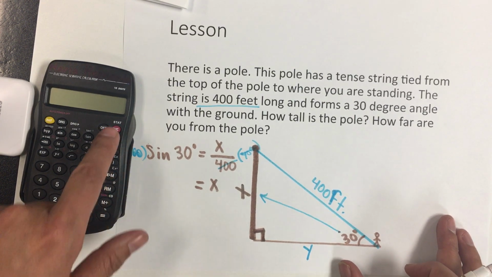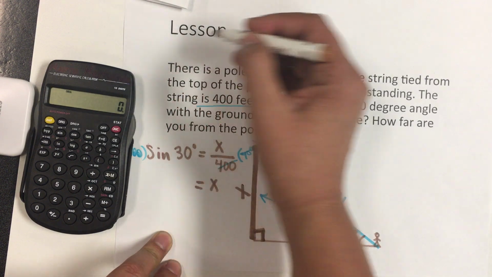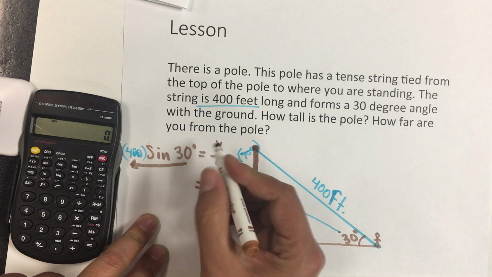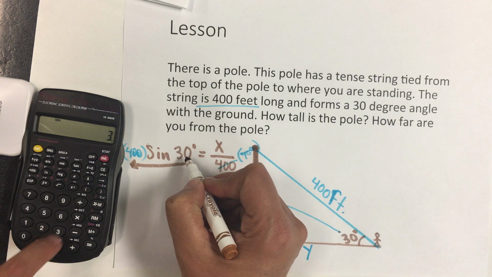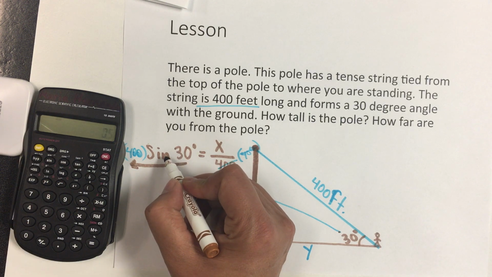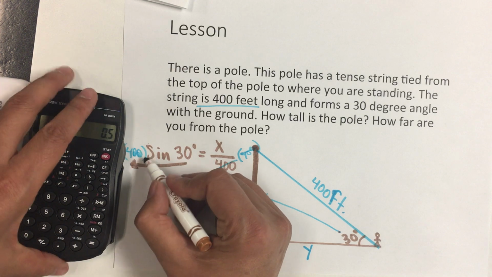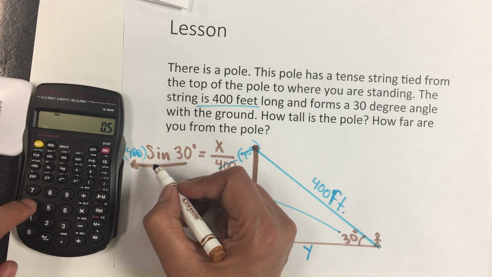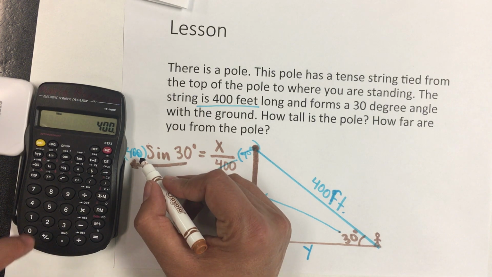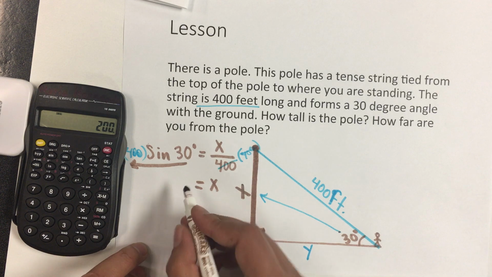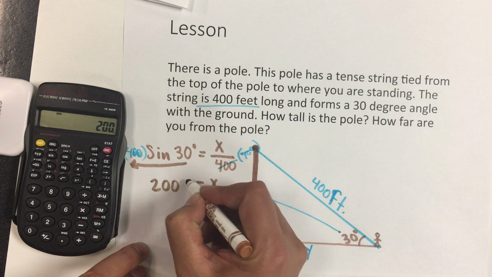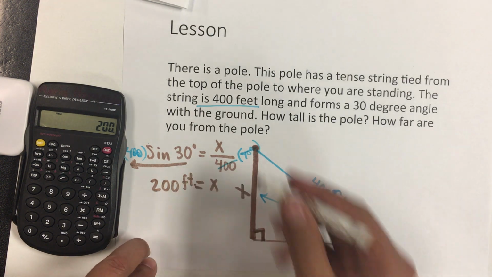But for the calculator, mine is this way. You press, I just tell them, it's like going backwards. You have 30, and then you have sine, and then this symbol, the parentheses, is times, times, and then you have 400, equal. So by doing that, inserting in the calculator, you get 200 feet. And that's how you're supposed to do it.